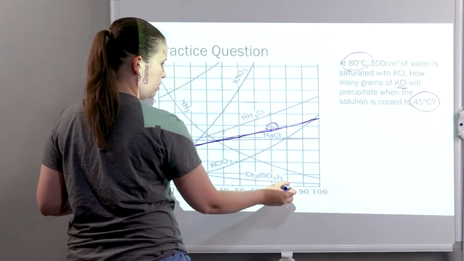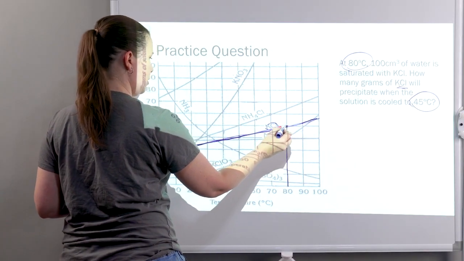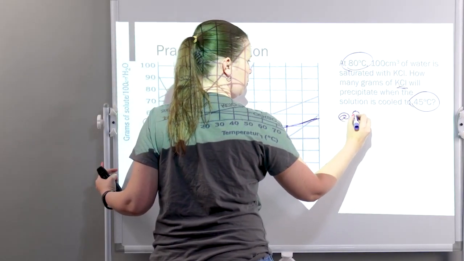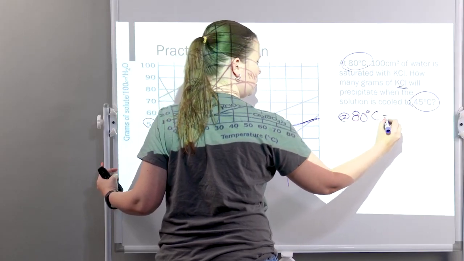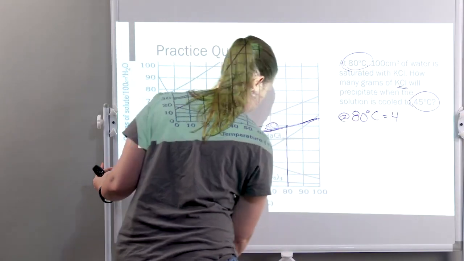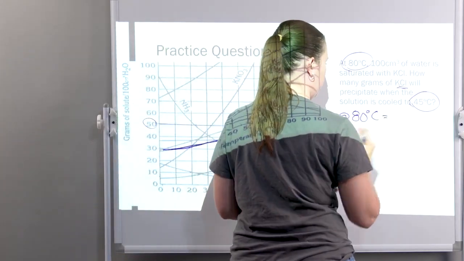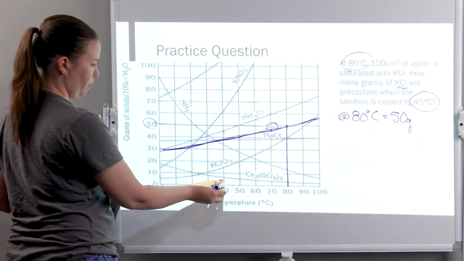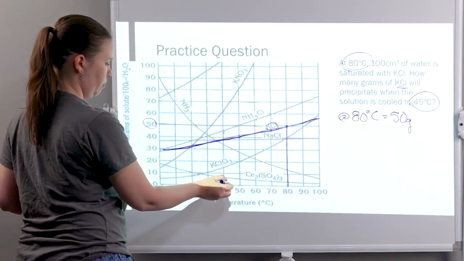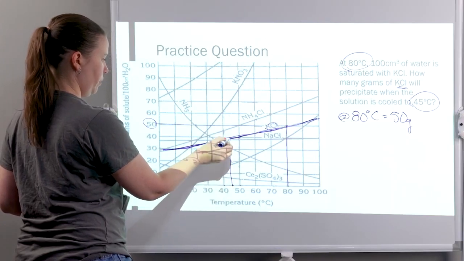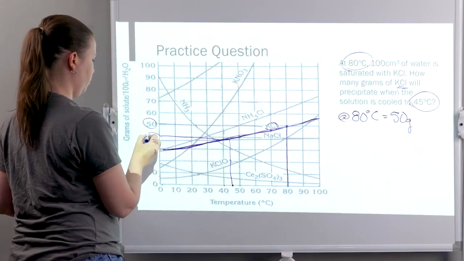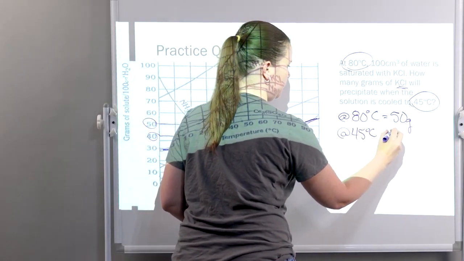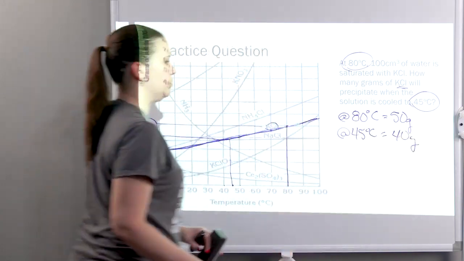So at 80 degrees, if I read up to the line, I'm pretty much at this intersection of my 50 grams. So I'm going to note that off to the side. At 80 degrees Celsius, we have 50 grams. Okay, the next temperature that I'm interested in is the 45. So that's about halfway between 40 and 50. If I read up, I'm pretty much at this line of 40. So at 45 degrees Celsius, I have 40 grams.